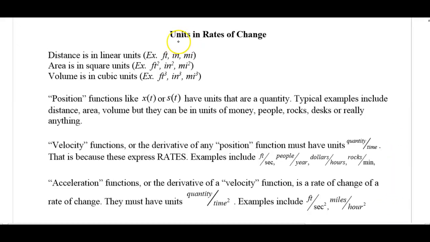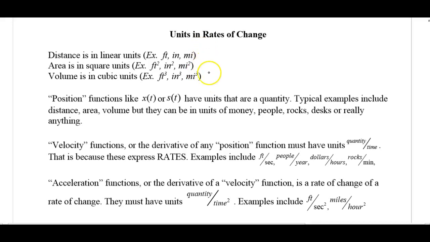Alright, the next thing I want to talk about is units involved in rates of change. So distance is in linear units. So examples of distances are feet, inches, miles. Area, on the other hand, is in square units. So examples of area are feet squared, inches squared, miles squared. And then volume is in cubic units. So feet cubed, inches cubed, and miles cubed.